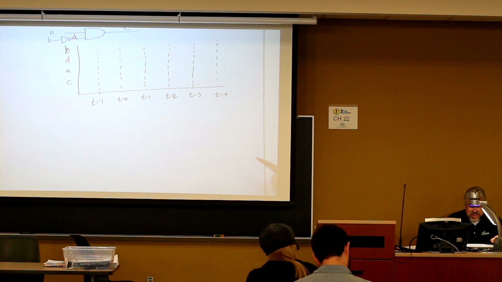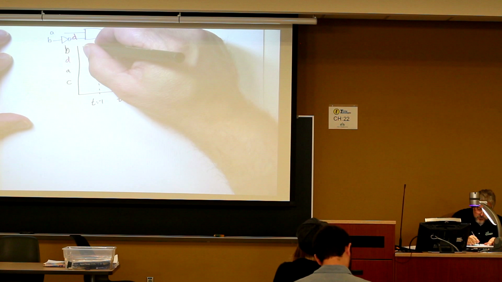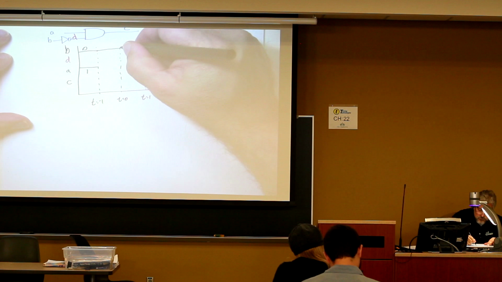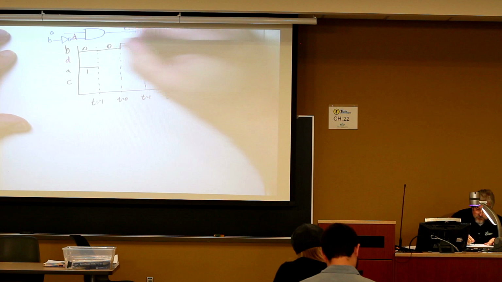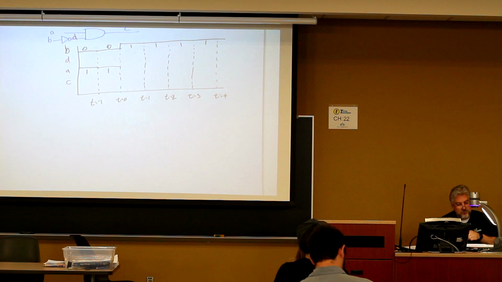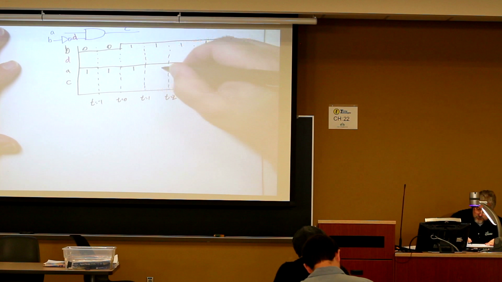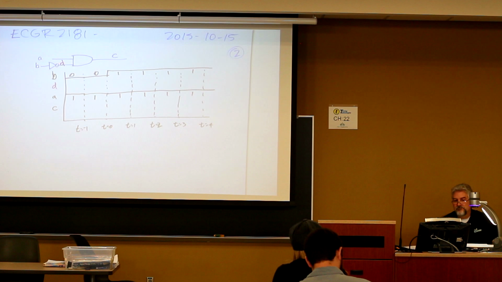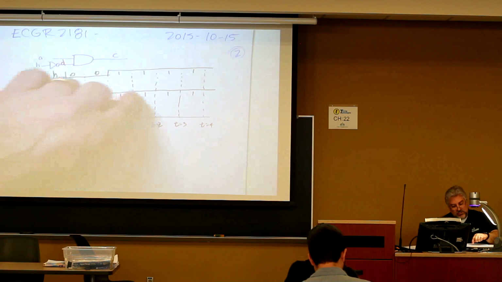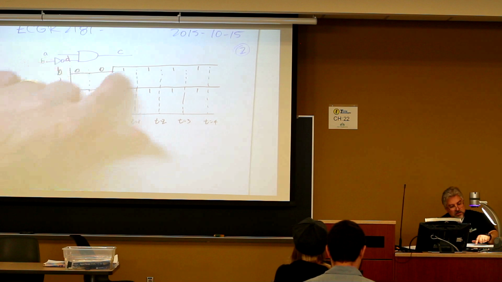If I start with this concept right here, everybody understand this, right? B is one of my inputs, starts out as zeros. A starts out at one. Actually, A never changes. At time equals zero, I change the input of B to a one. Complete this table. Turn to your neighbor and figure it out.